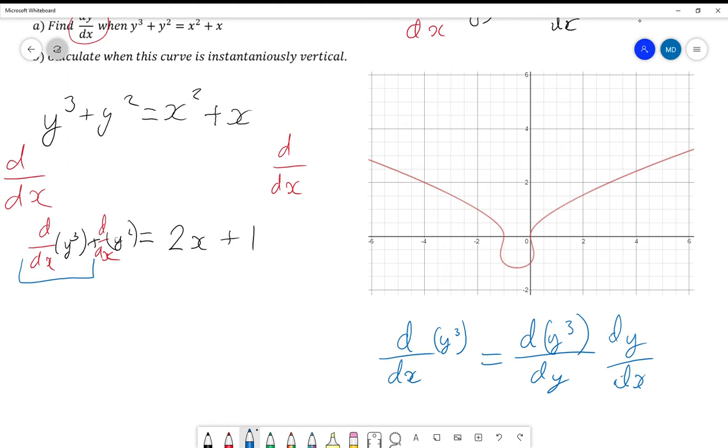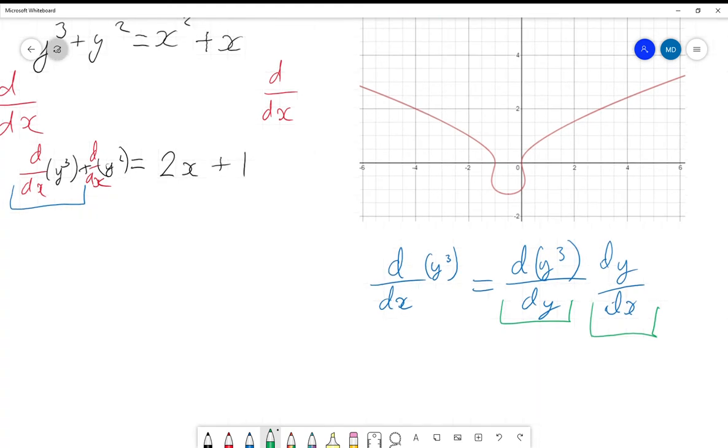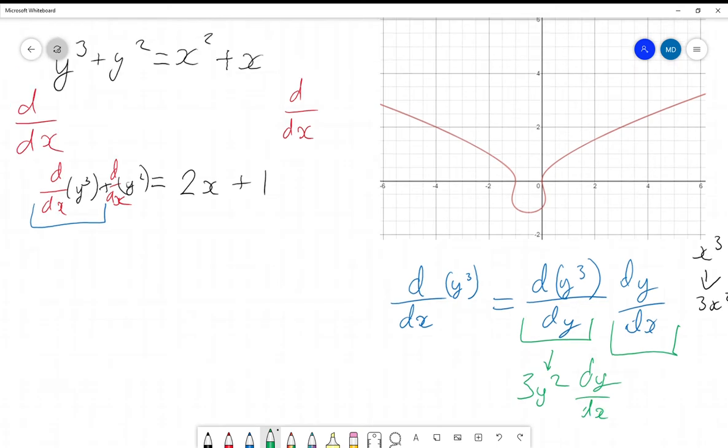Now dy by dx, this part is fine, we like this. We know what's going on here. And in fact, we know what's going on with d of y cubed by dy. We're just taking y cubed and differentiating with respect to y, so that's just going to be 3y squared, just like if I differentiated x cubed, I'd get 3x squared. That's all that's going on here. And then we've still got the dy by dx, which is what we want. That's the original thing that the question was asking for.